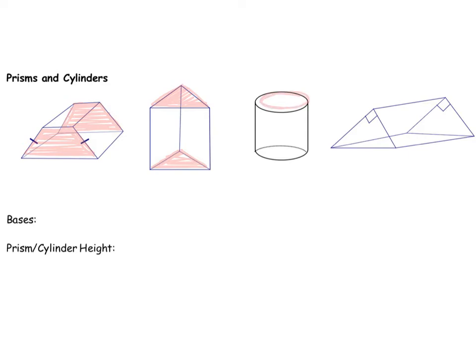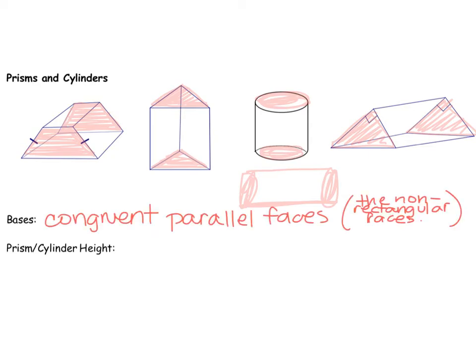That's the same for a cylinder. My cylinder has bases like this. If I drew the cylinder this way, these would still be the bases. The orientation doesn't matter. What matters is the congruent parallel faces, and they are not the rectangular faces. Those are called lateral faces. Also, just a reminder that we name a prism by its base. So this is a trapezoidal prism, this is a triangular prism, and the last one is also a triangular prism.